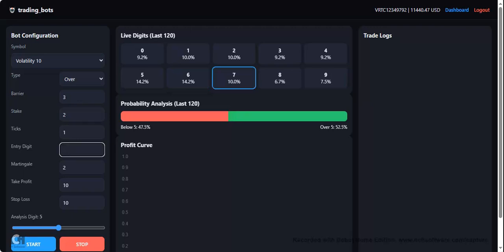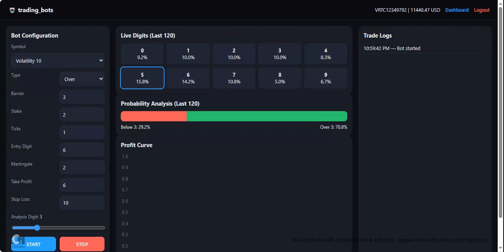At the core of the system is a configurable analysis digit. This digit acts as a pivot point for evaluating market bias. Digits below the analysis value are classified as under, while digits above it are classified as over. The bot continuously tracks these digit frequencies in real time and displays the probability bias visually on the dashboard.